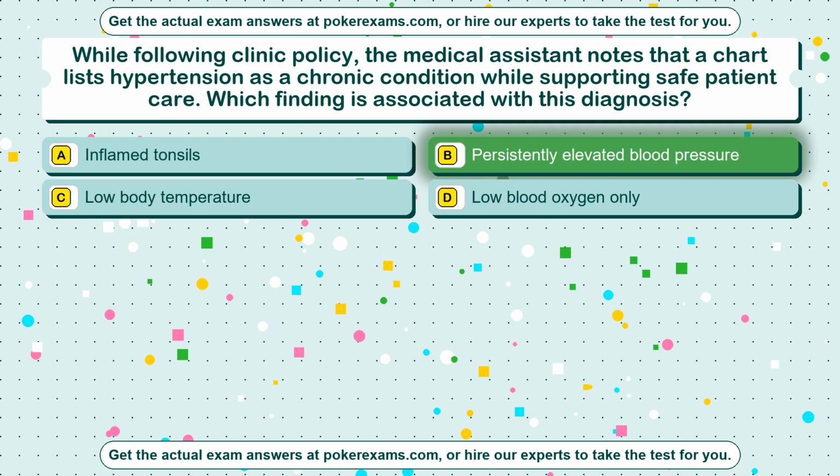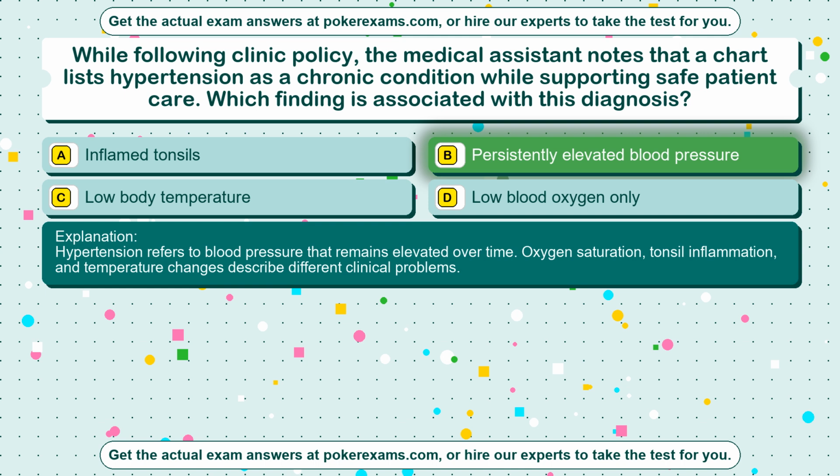The correct answer is option B, persistently elevated blood pressure. Hypertension refers to blood pressure that remains elevated over time. Oxygen saturation, tonsil inflammation, and temperature changes describe different clinical problems.